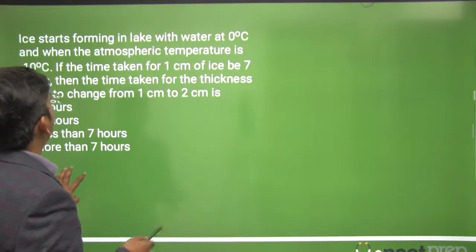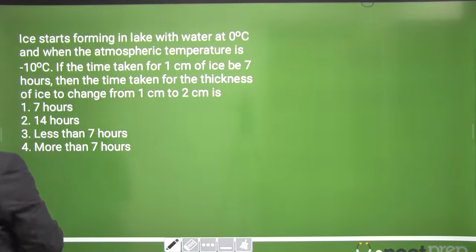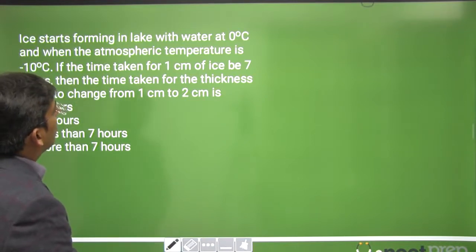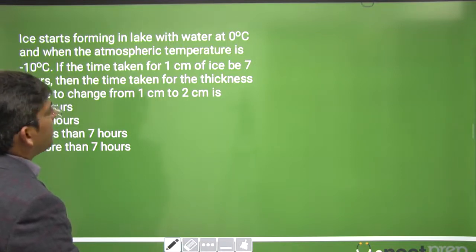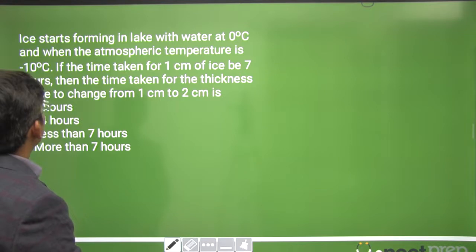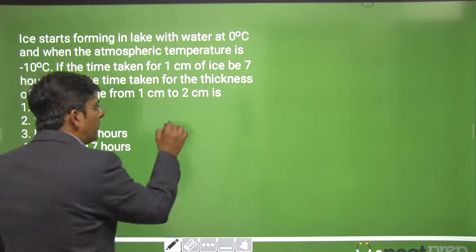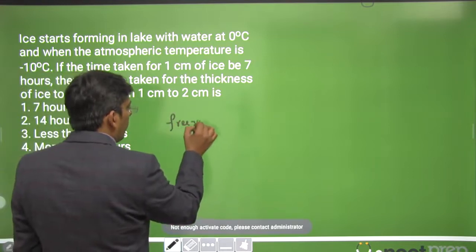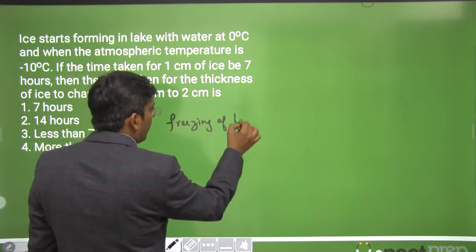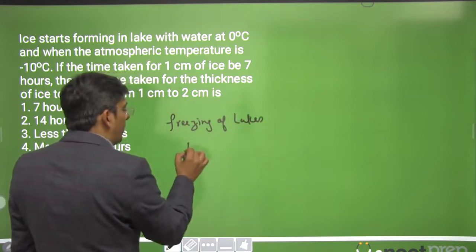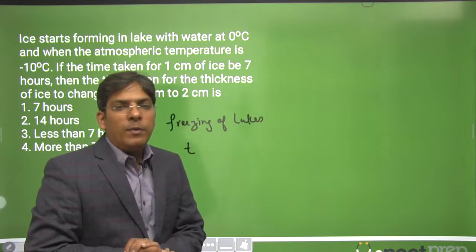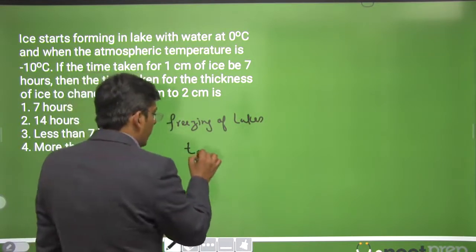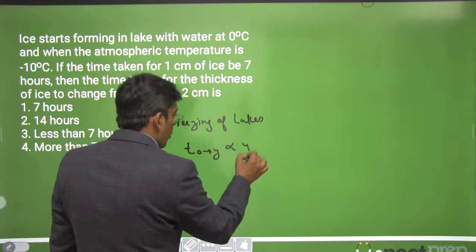Just keep in mind, this is a good question. Ice starts forming in a lake with water at 0 degrees Celsius, and the atmospheric temperature is minus 10 degrees Celsius. If the time taken for 1 centimeter of ice is 7 hours, then the time taken for the thickness of ice to change from 1 to 2 centimeter is? See, dear students, there is a shortcut formula for freezing of lakes. The time for the layer of ice to be formed from 0 to y is proportional to y square.